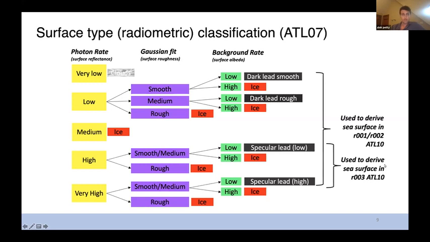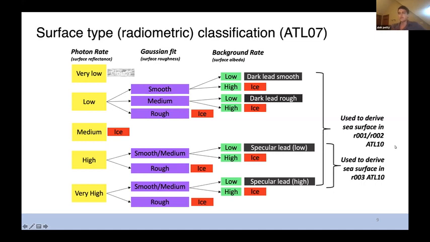This decision tree takes in 3 inputs: the photon rate, which I just briefly described, the Gaussian fit, so again, the width of the Gaussian that's fit to the ATL3 photons, and the background rate. The background rate mainly comes from the sun, emitting energy, some of that at the same wavelength as the ATLAS sensor, but also from other things, maybe even the detector itself. Key things here: very low photon rates are flagged straight away as a cloud. Higher photon rates could be ice or leads. The really high photon rates we generally think of as potentially specular.